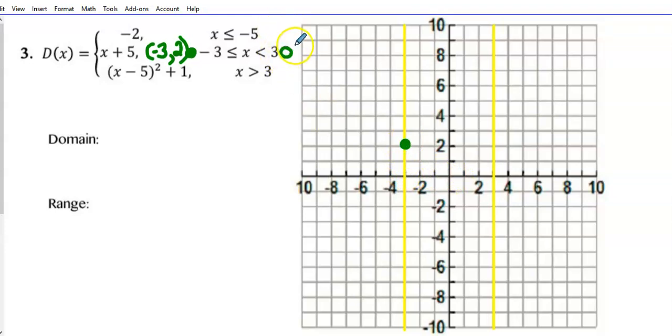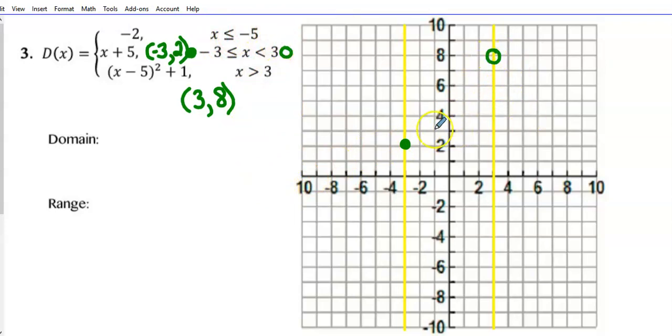Okay. My open circle, I don't have room right here, so we'll go down here. My open circle is at 3 something. Plug in a 3 here, 3, 8. So 3, 8 is up here, and that was an open circle. Now, it's everything in between -3 and 3.